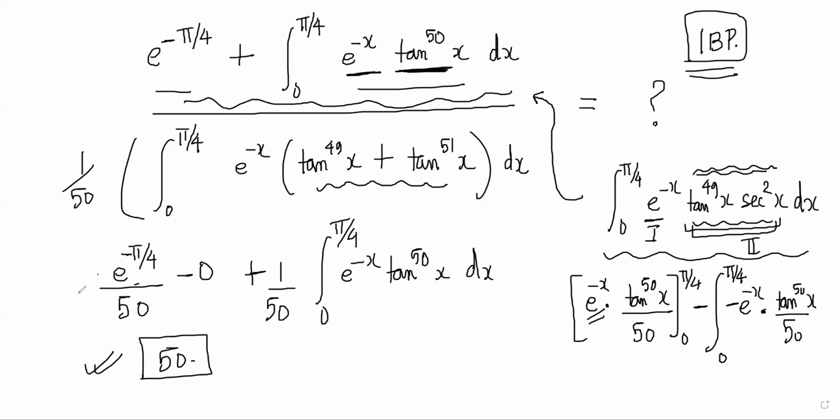So the idea is pretty simple. You can do by parts in the denominator and make it look like the numerator. That's why it is important to choose the correct second function and correct first function, right? Correct? Yes, sir.